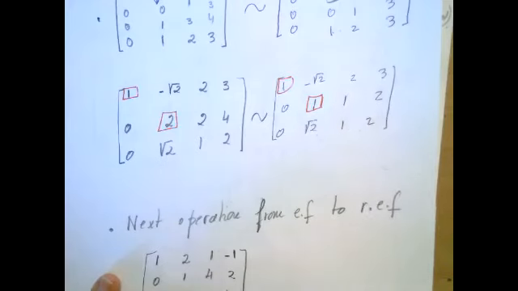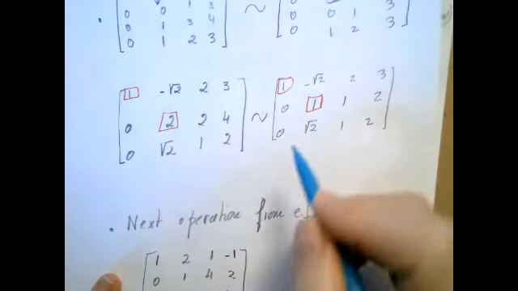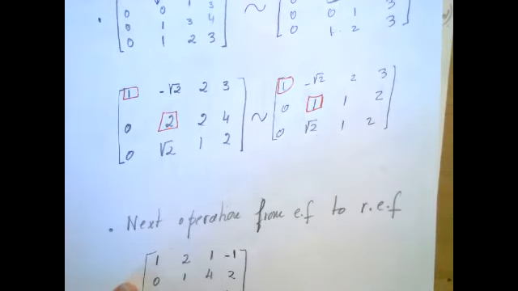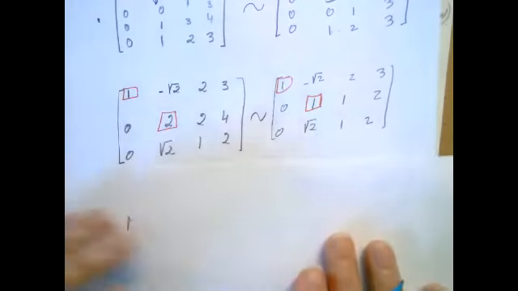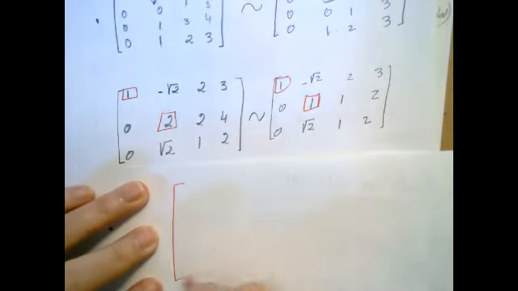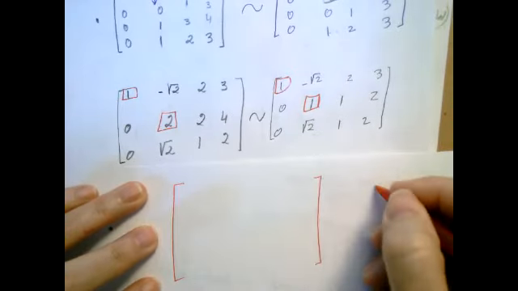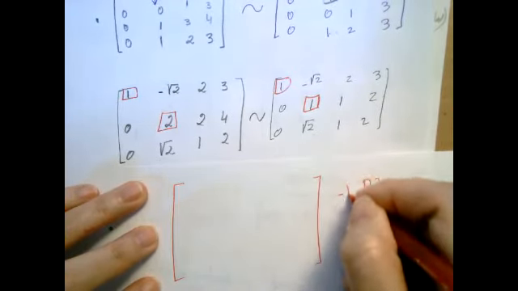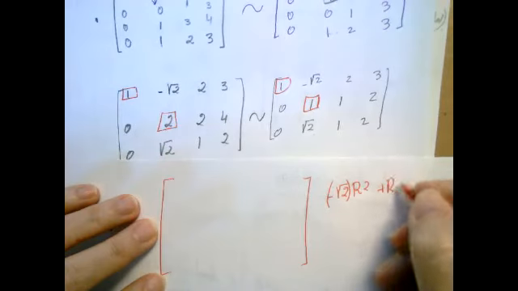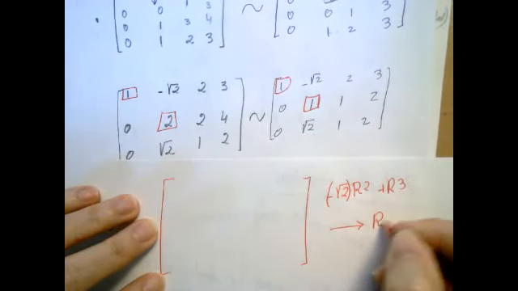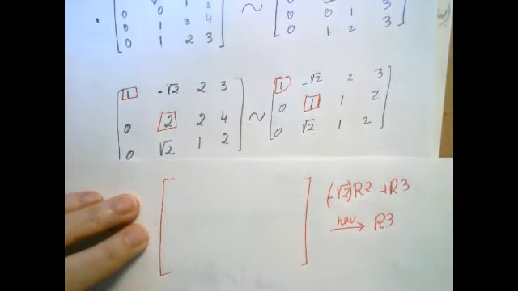How can I create a 0 in here using a simple row operation? Multiplying row 2 by negative square root 2. As simple as that. Don't be afraid. Square root of 2 is a number. So the best possible situation is exactly what we said. That's a 1. So I'm going to take the second row, multiply it by minus the square root of 2. It's a number. Add it to the third row, and this would be my new row 3.